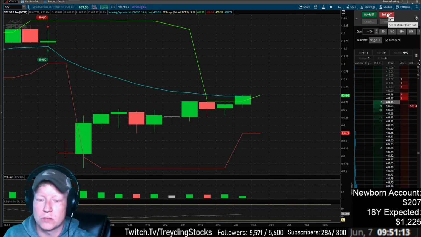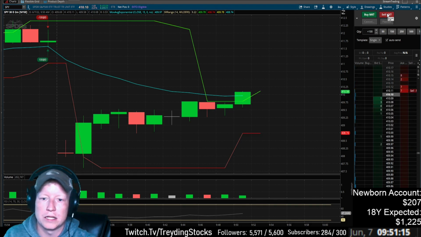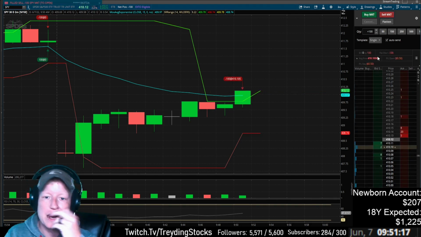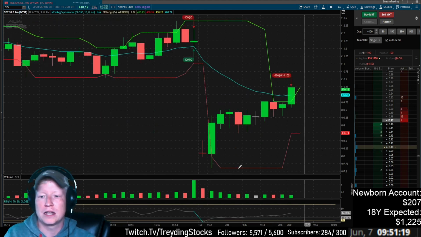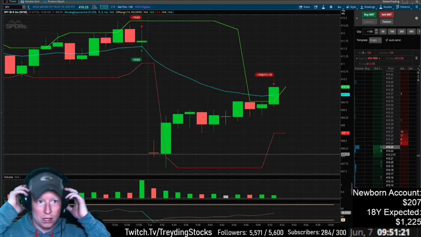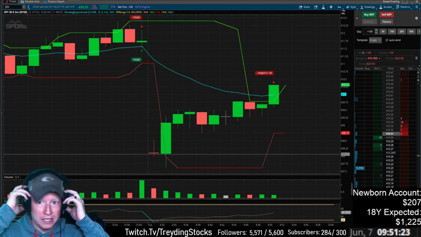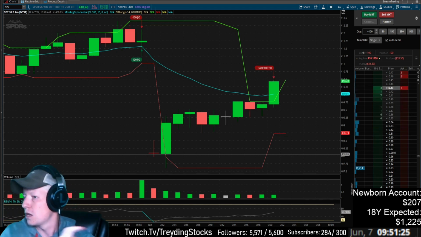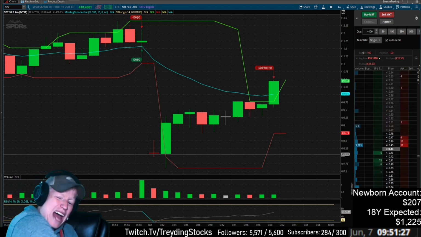Oh, here we go. Nice. We are getting a nice push. There's your 410 break. Okay, I'm short here. I'm short at 410.05. Happy with that patience there. Patient, waited for a decent entrance, waited for a decent push. And we'll see what happens.